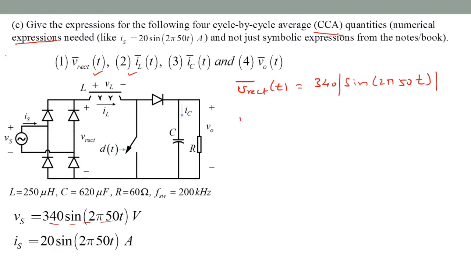Same thing for IL. IL average, cycle by cycle average over the switching period, is again the input current rectified. That is how we control the inductor current. Actually, that is the cause. We control the inductor current to have this wave shape, and the input current therefore becomes this pure AC current. Anyways, IL of t is the absolute value of IS of t, which is nothing but the given 20 amps peak times the same sine 2 pi 50t.